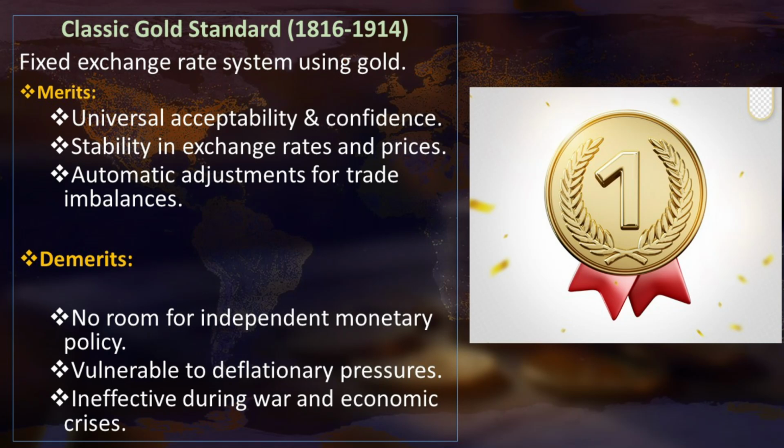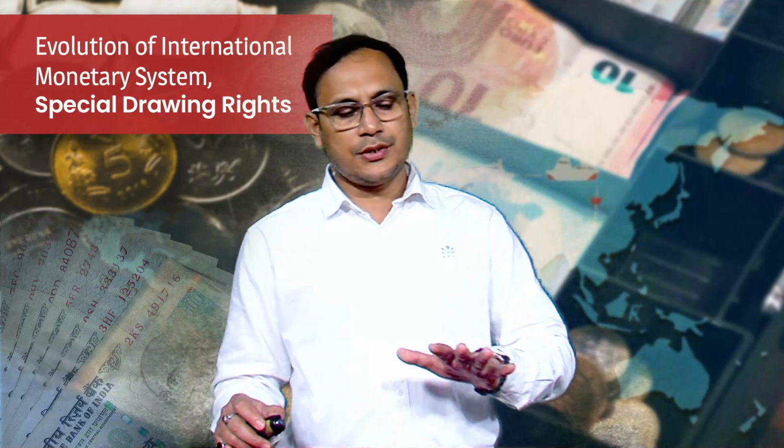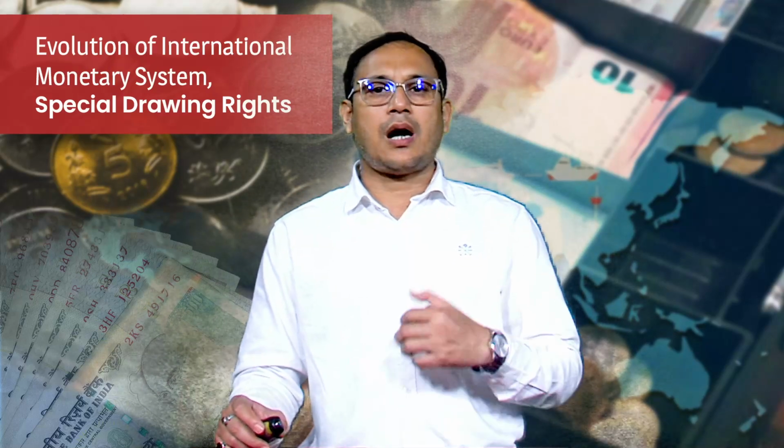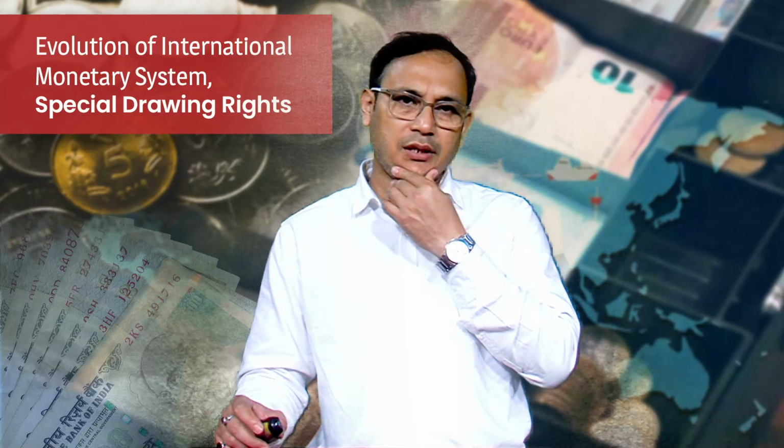Since acceptability and exchange rate stability are considered merits of the gold standard, another important merit is the automatic adjustment. If there are trade imbalances, there is an inbuilt mechanism in the gold standard which helps to correct the imbalances naturally.